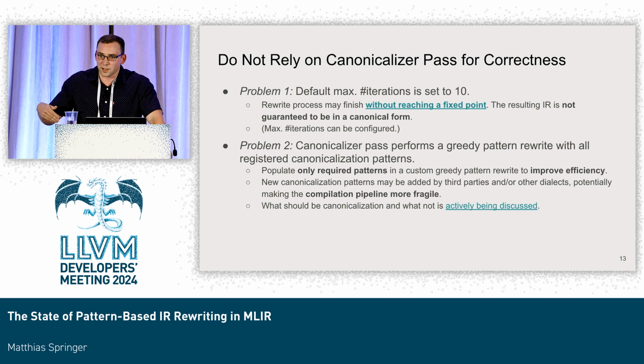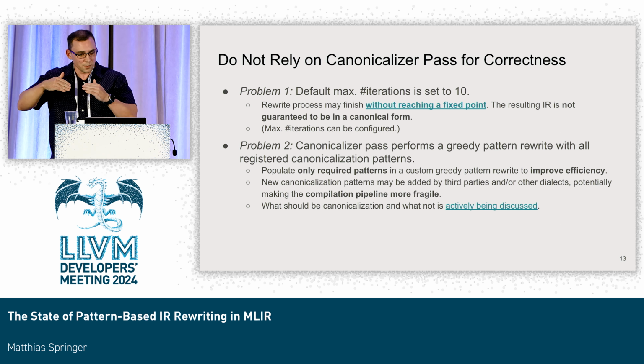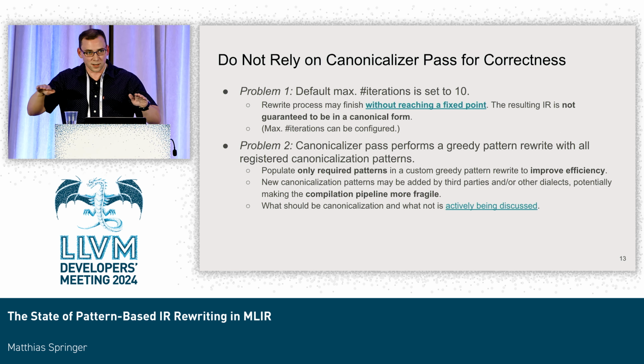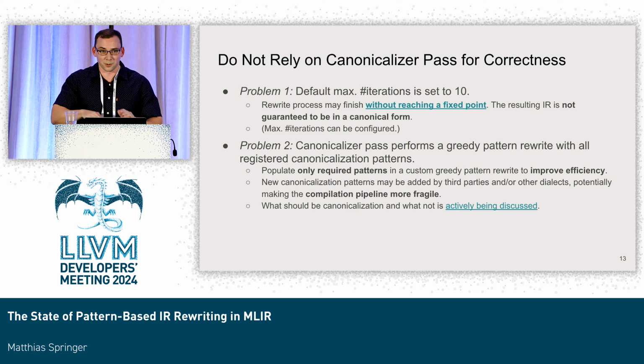In fact, internally, the canonicalizer pass runs a greedy pattern rewrite, and it has a kind of cutoff. If we do a lot of work, at some point we just stop. We don't want to spend too much time during the pass. What that means is that you cannot be sure that the resulting IR is actually in canonical form. Only half of it may be in canonical form. So all your pass pipelines should also work without the canonicalizer pass.